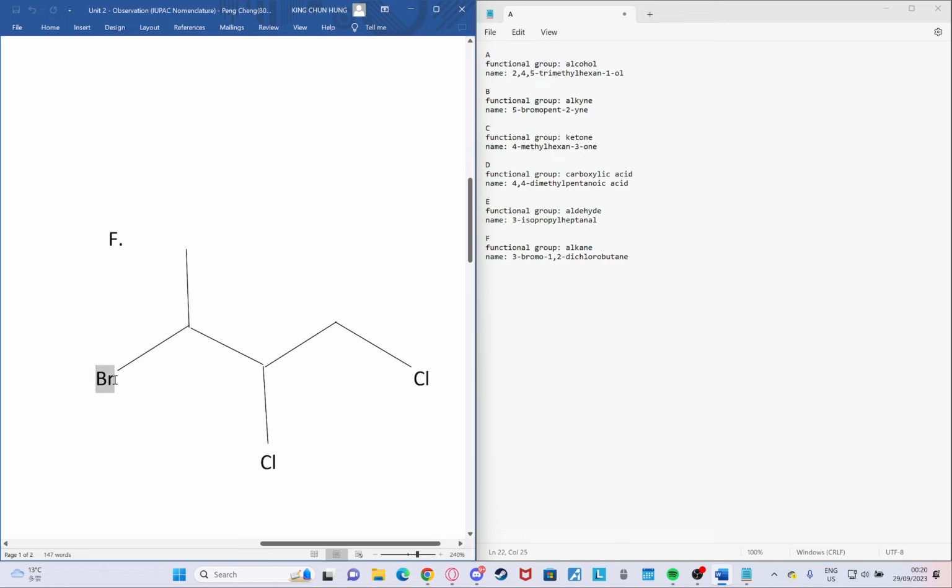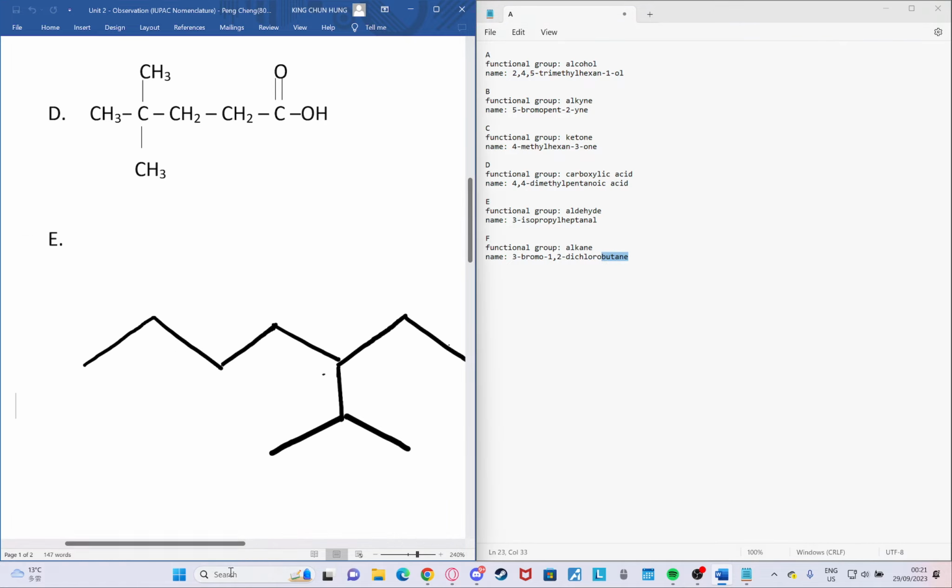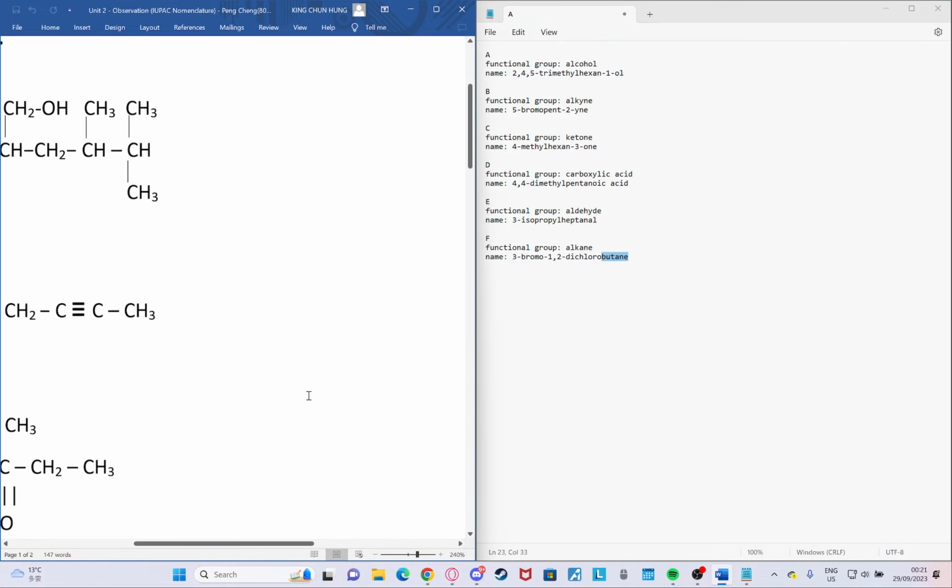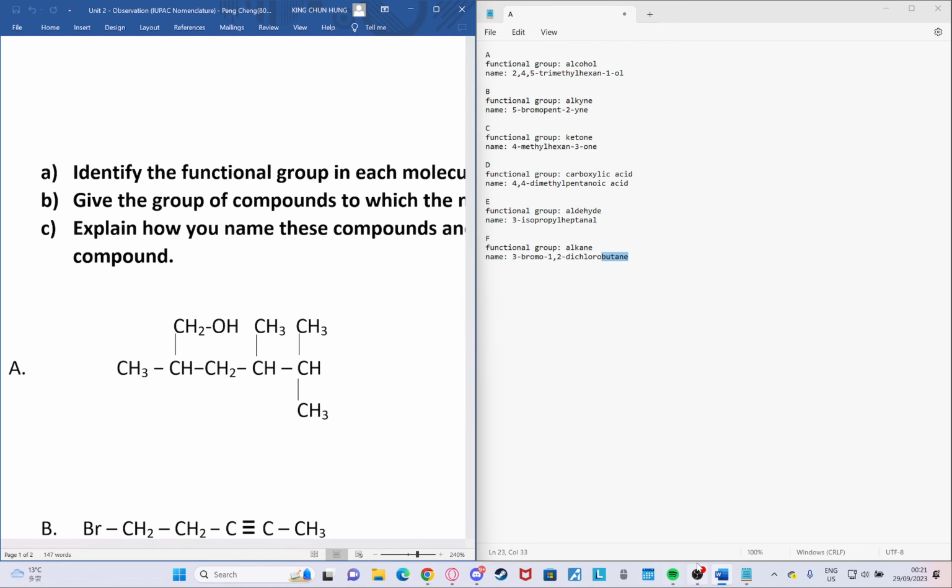So bromo goes first, and then the chlorides. So its name gets the third position for bromo. It starts first, and then 1, 2 for chloride. So the name is 3-bromo-1,2-dichlorobutane, because there are 2 of them, and the final one is butane. And so that is all the names for the molecules.